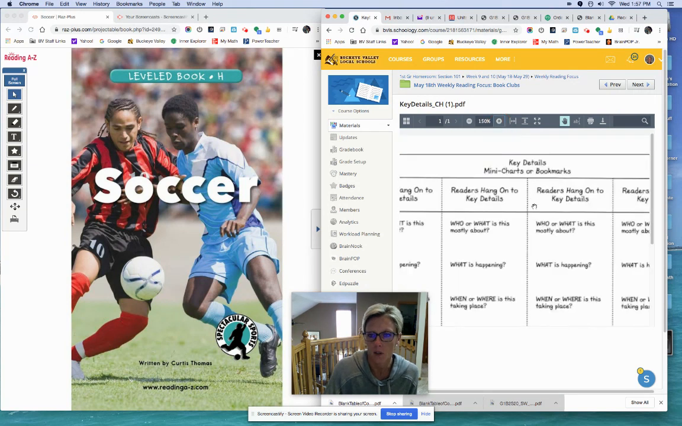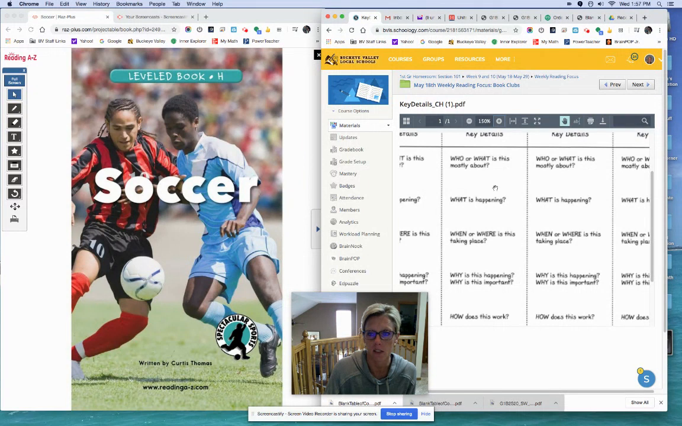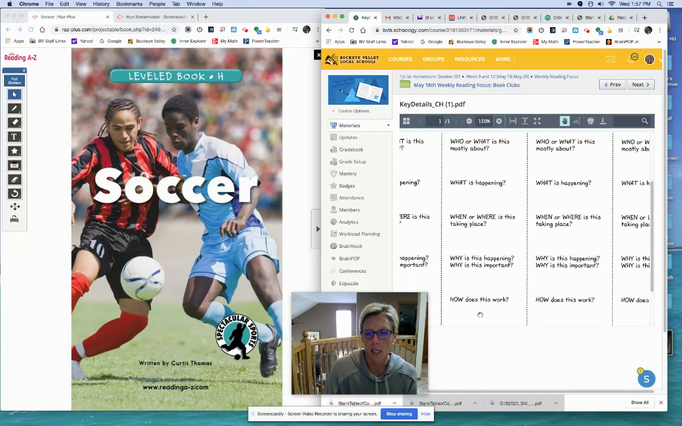Okay, so readers hang on to key details. So you want to share who or what is this mostly about. So whether it's fiction or nonfiction, you want to think about what was the main thing it was about. So like the book you see on my screen is soccer. So the key detail would be soccer. If it's a fictional story, you can think about who are the main characters. What is happening? Okay. When or where is this taking place? Why is this happening? Why is this important? And how does this work?